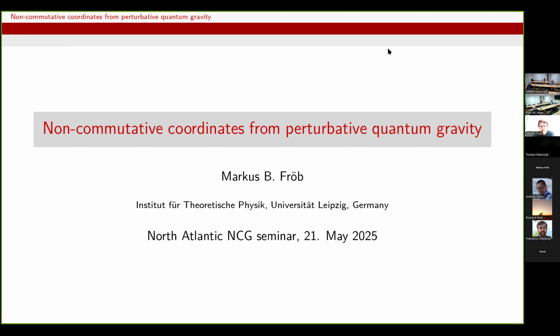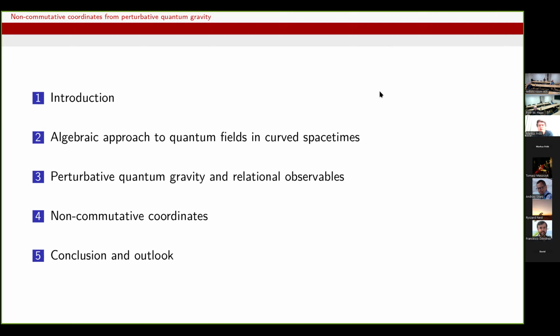I started as a theoretical physicist working on quantum fields and curved spacetimes, perturbative quantum gravity. And then in the last maybe six or seven years, became more mathematically rigorous, let me say. And so I hope I put the things on a level that you can understand. If anything's unclear, then please ask me. So, now it works. Okay.